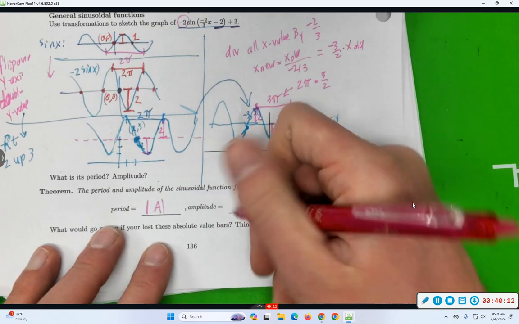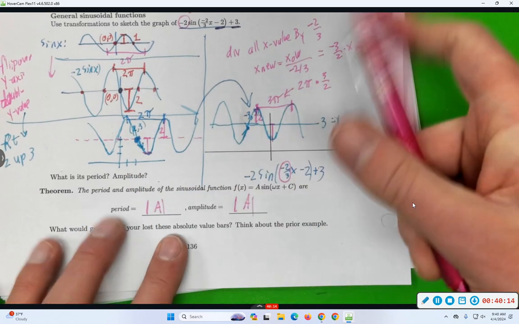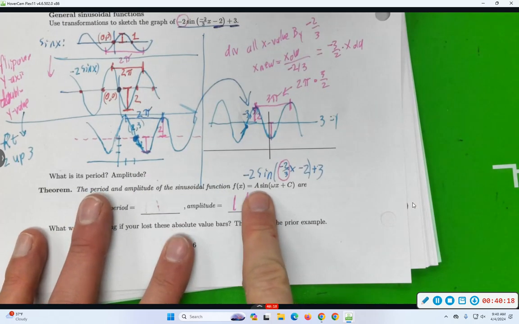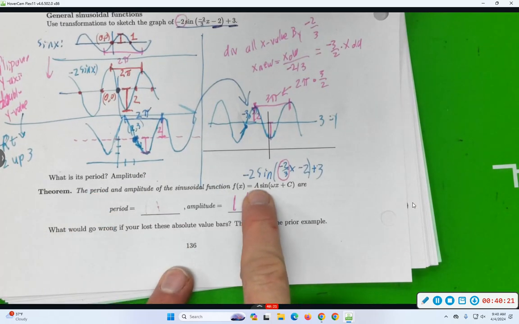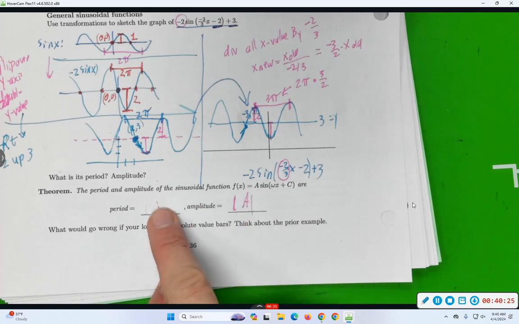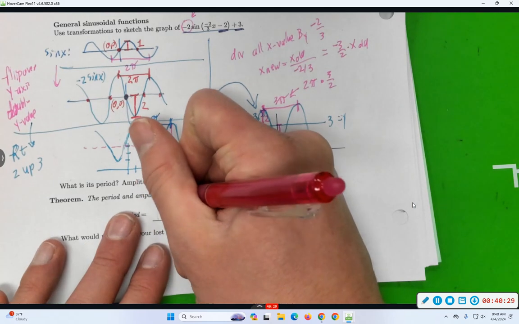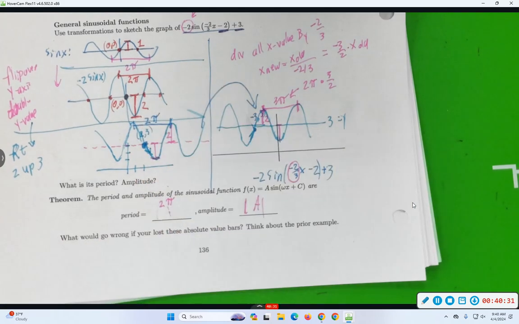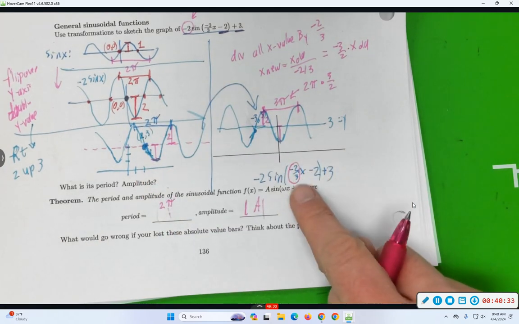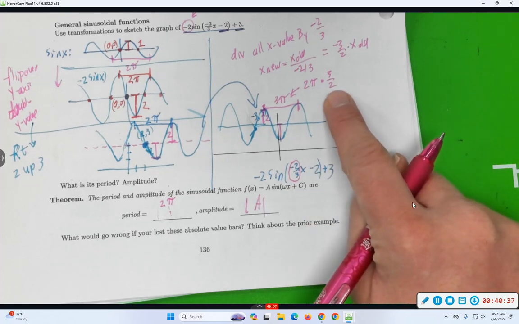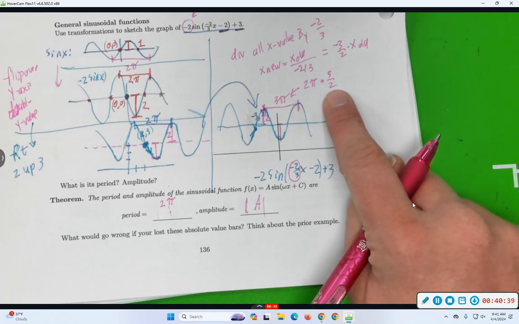Oh no, I wrote that in the wrong place. The amplitude of any sinusoidal function is just the absolute value of whatever it is that's written next to that sine or cosine. The period, well, the period of the original function was 2 pi. And then that 2/3 resulted in multiplying by 3/2, because that's the same as dividing by 2/3.